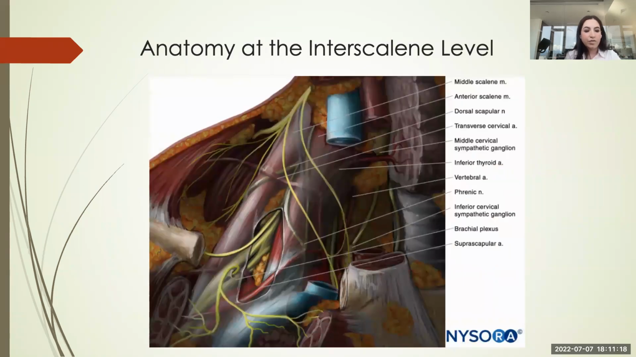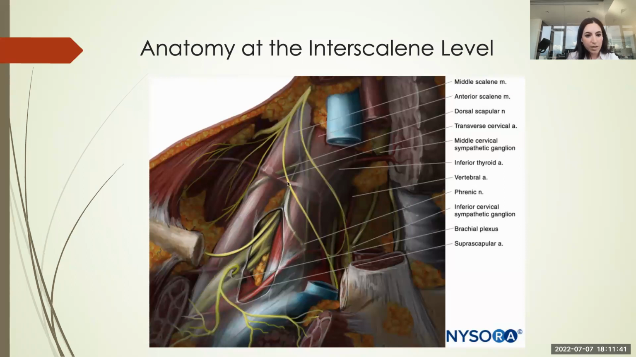Now looking a bit more carefully at the anatomy at the interscalene level, above the clavicle, we can see that the brachial plexus is seen lateral and posterior to the carotid artery and the internal jugular vein, and situated between the anterior scalene muscle and the middle scalene muscle.